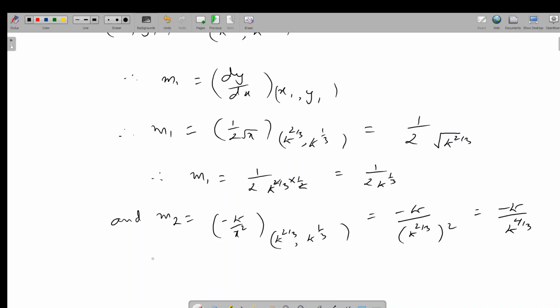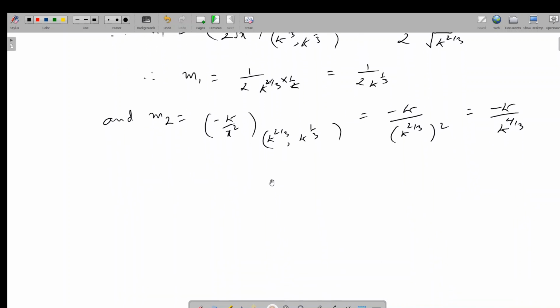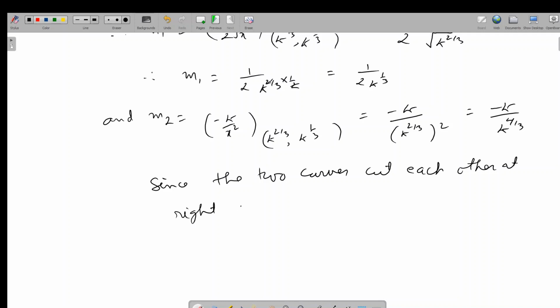Now what is given to us, since the curves are orthogonal, since the two curves cut each other at right angles, therefore m1 into m2 equal to minus 1. And now we'll put the value of m1 and m2 in this.